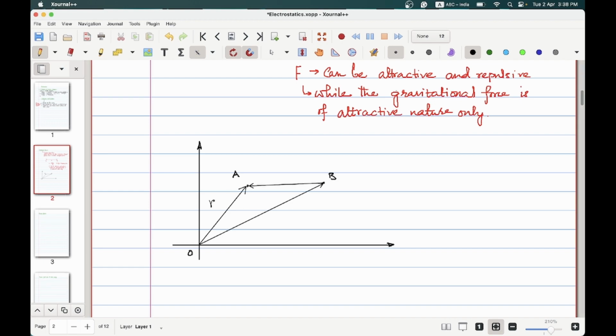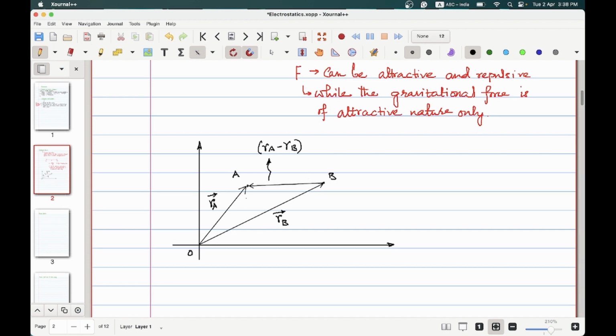If this is the position vector of A, that is the RA vector, and this is the position vector of B, that is the RB vector, what should be the position vector of this line? It should be RA minus RB, because this is directed like this.